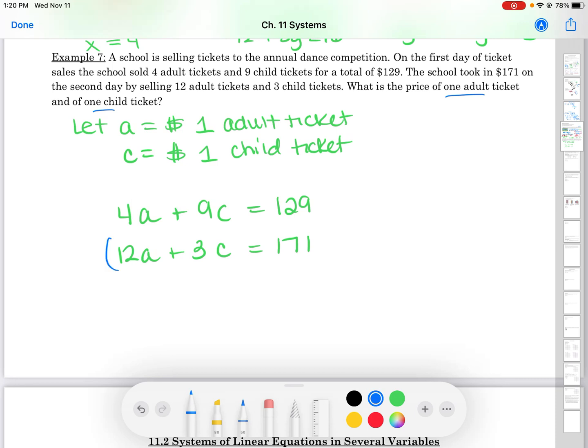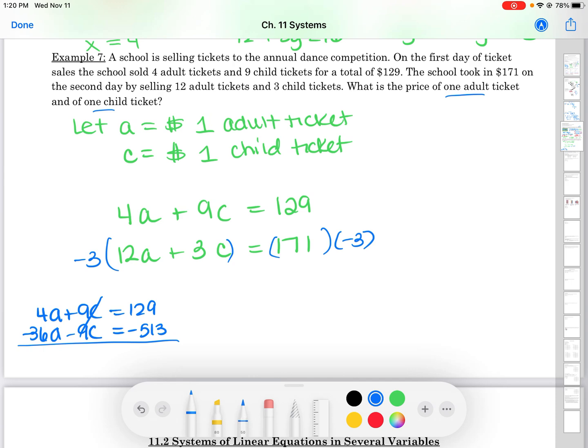I guess let's just multiply by, how about -3? And that's going to make sure that the C's cancel out. So we have 4A plus 9C equals 129. And we have -36A minus 9C is equal to, let's see, 171 times -3 is going to be -513. All right, so the C's cancel. That's -32A is equal to -384. And then we're going to divide by 32, so we get that A is equal to 12. So that means that there were $12 for each adult ticket.